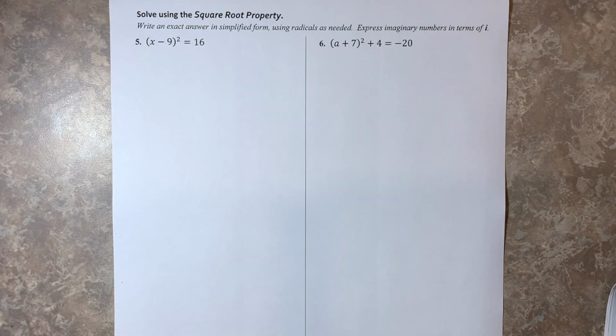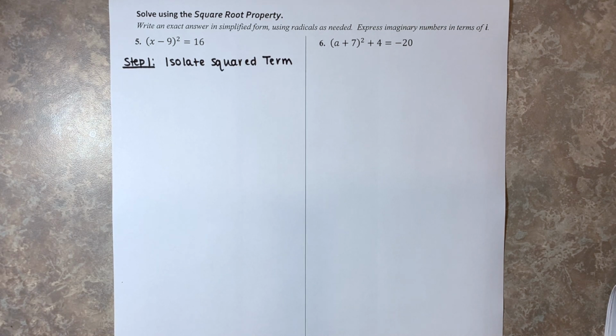Next, we're going to solve a little bit more complicated problems using the square root property. We know the first step when we're solving using the square root property is to isolate the squared term. Now, what is the squared term in this case? In previous problems, the squared term was an x squared or a q squared. In these problems here, the squared term is a whole quantity squared. So in problem number 5, the squared term is the quantity x minus 9 squared. In problem 6, the squared term is the quantity a plus 7 squared.